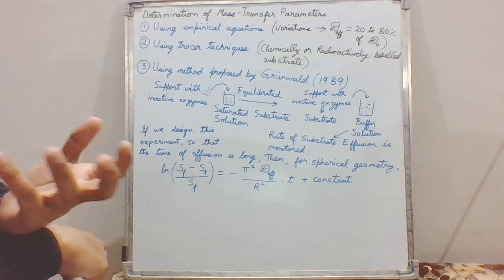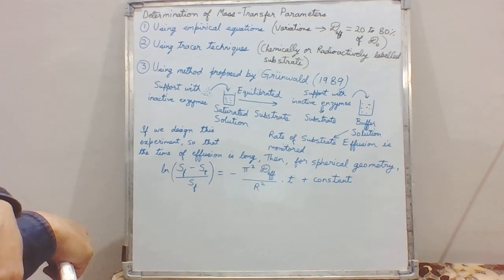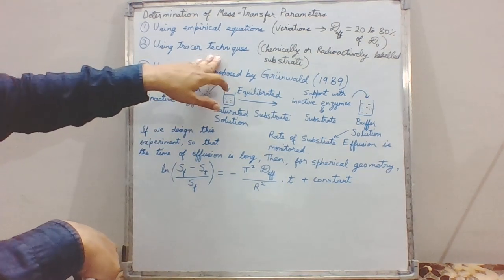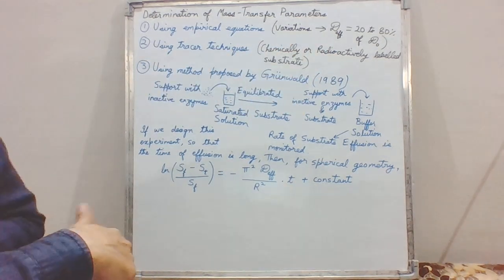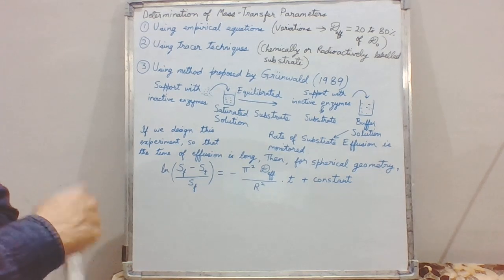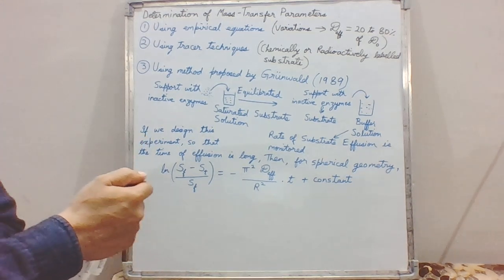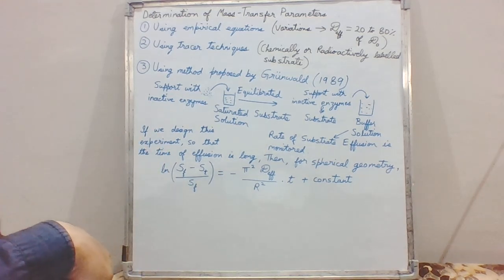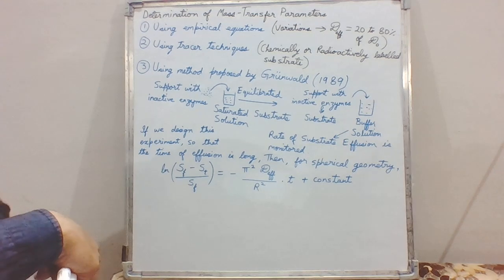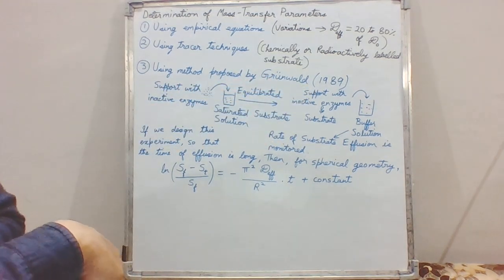Among other experimental techniques in which we can determine mass transfer limitations, another one is by using radio tracer techniques, or simply tracer techniques. By using chemically or radioactively labeled substrate, we can evaluate the rate of diffusion, and hence we can get the effective diffusivity of our substrate in heterogeneous systems. Another method has been proposed by Grunwald long ago in 1989.